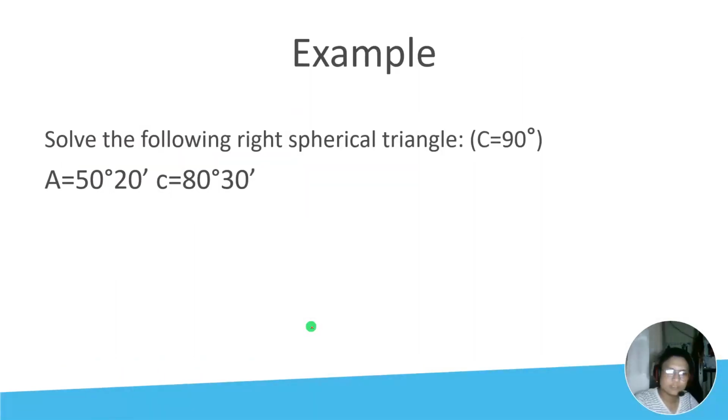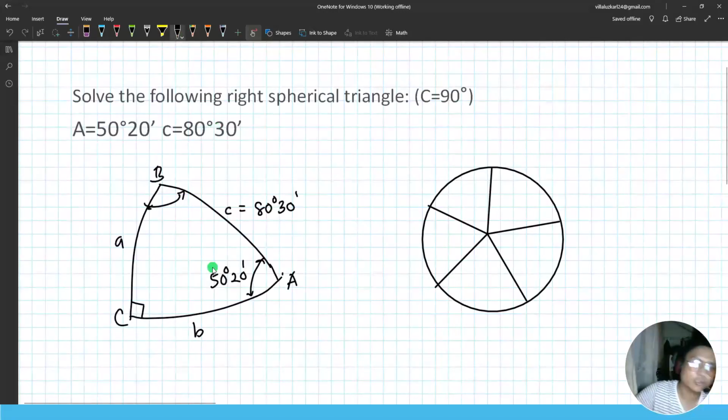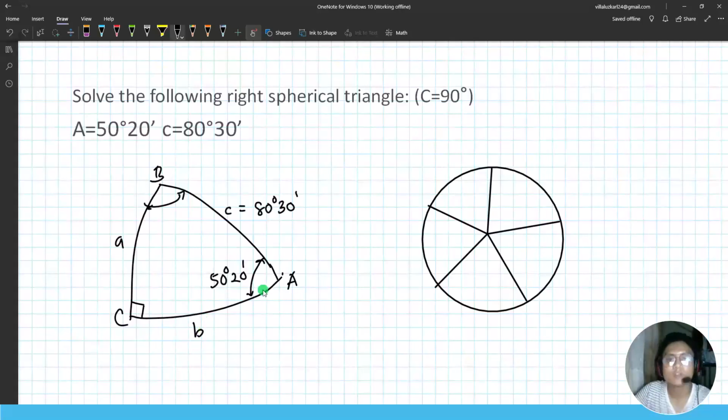Solve the following right spherical triangle, where angle C is 90 degrees, angle A is 50 degrees, 20 minutes, and C is 80 degrees, 30 minutes. So, let's draw the figure. Okay. So, this is the figure for this problem. We have an angle A of 50 degrees and 20 minutes and side C of 80 degrees, 30 minutes. C is opposite angle C, which is 90 degrees. Therefore, Napier's rule is applicable for this particular problem.